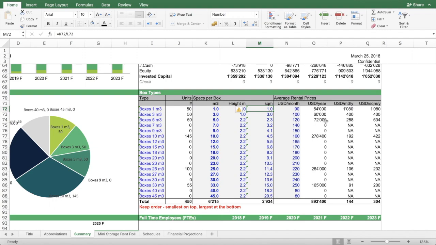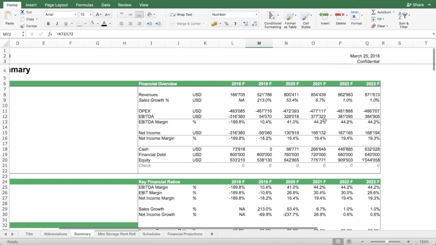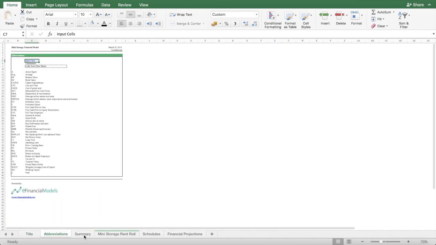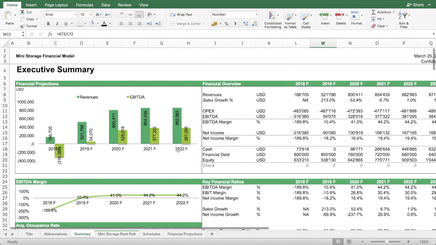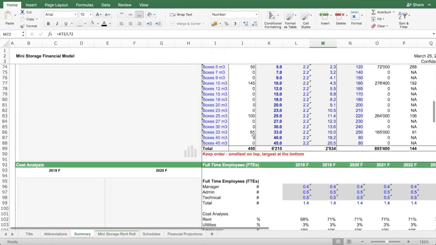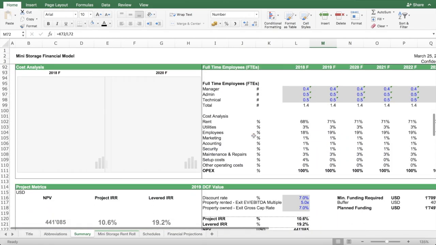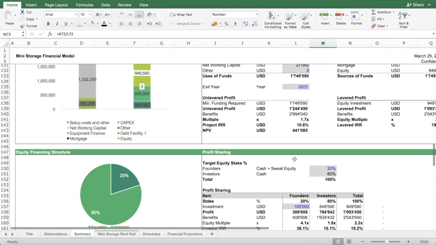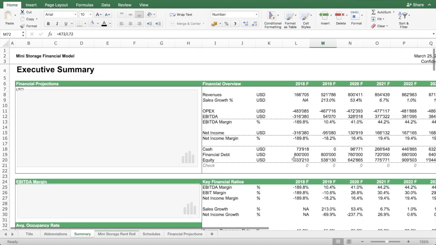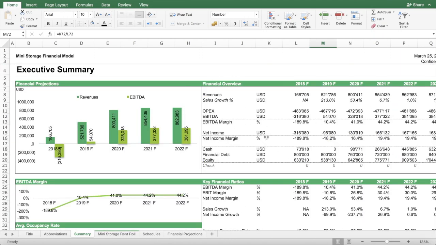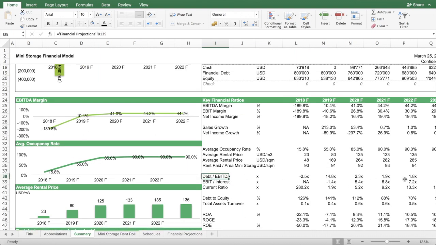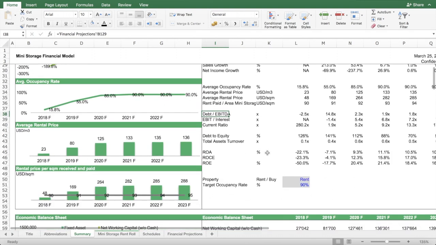So let me shortly show you the structure of this model. As you can see, this model has different worksheets. The most important worksheet is the executive summary. The executive summary contains key assumptions and also the key results of the model. There are different topics to be covered. One is basically how the financial projections look like, what are the financial ratios, including ratios of relevance to banks or also to investors.